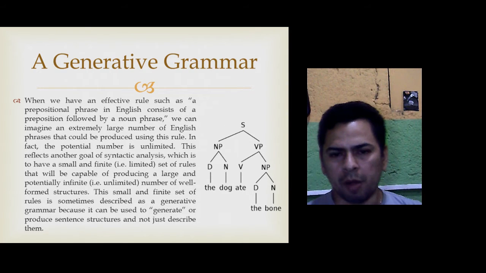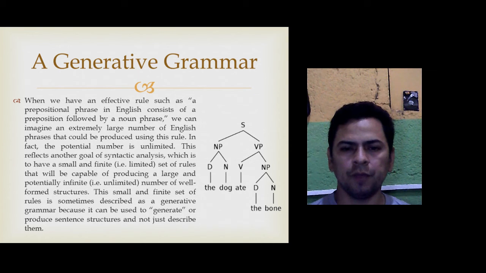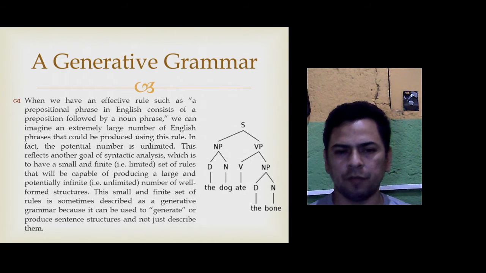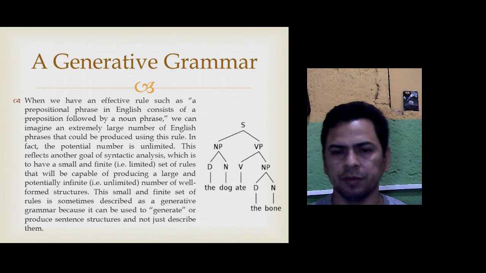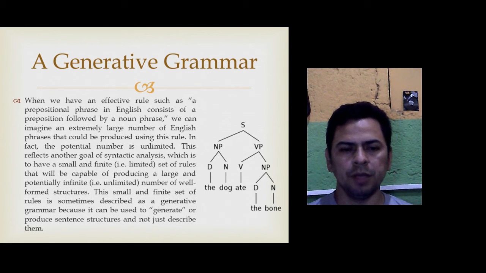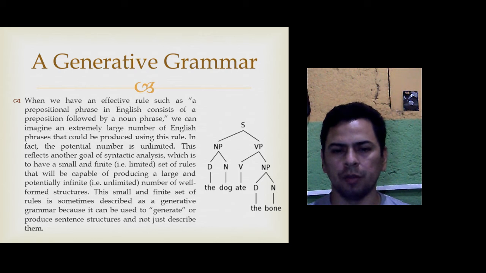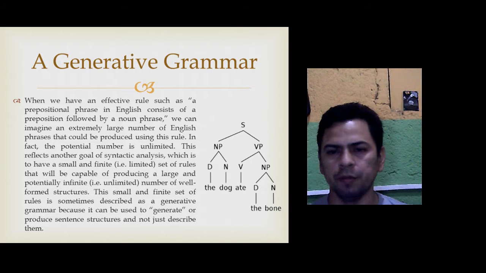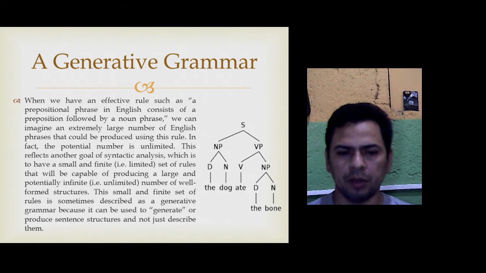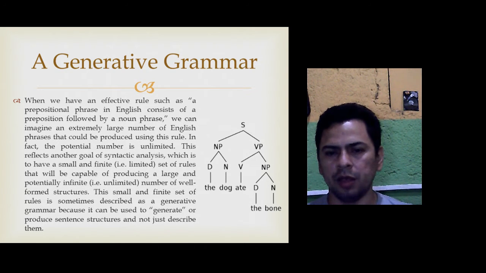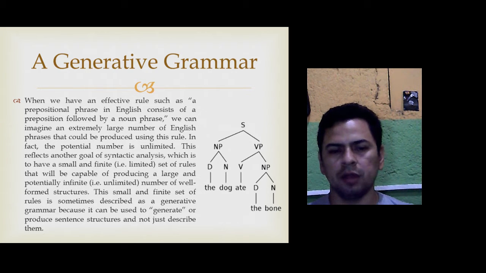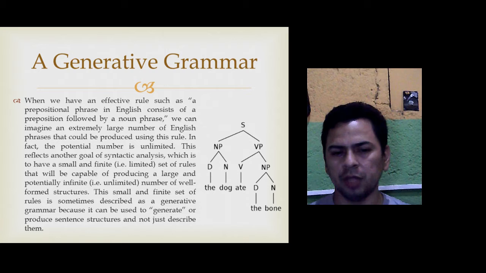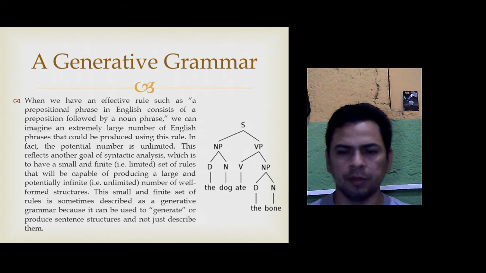Generative grammar. When we have an effective rule such as "prepositional phrases in English consist of a preposition followed by a noun phrase," we can imagine an extremely large number of English phrases that could be produced using this rule. In fact, the potential number is unlimited.